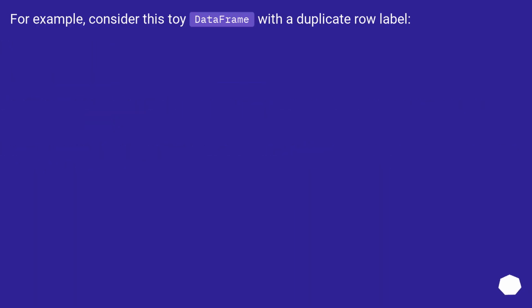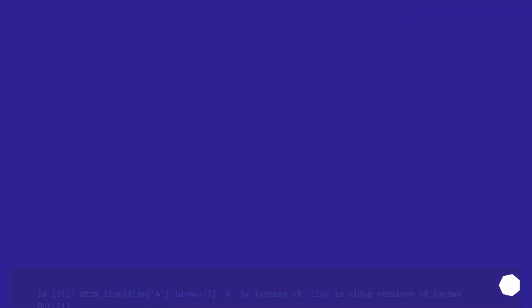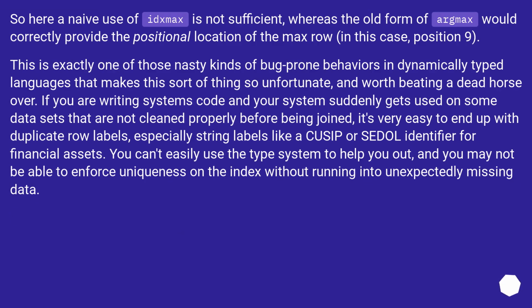For example, consider this toy DataFrame with a duplicate row label. So here a naive use of idxmax is not sufficient, whereas the old form of argmax would correctly provide the positional location of the max row, in this case, position 9.